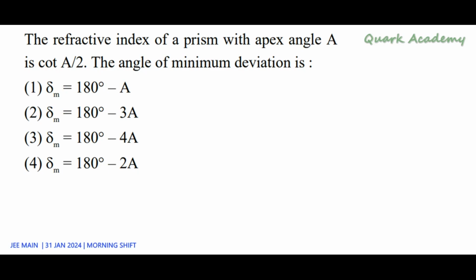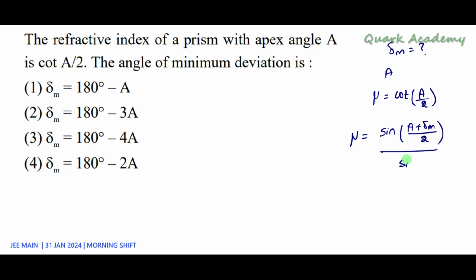In this question, we need to find the angle of minimum deviation of the prism, that is delta min. The angle of the prism is given, which is A. Refractive index is given, which is cot of A by 2. There is an expression which relates refractive index, angle of the prism and angle of minimum deviation, that is mu equal to sine of (A plus delta min) by 2 divided by sine of A by 2.